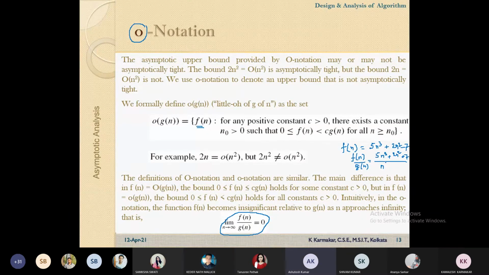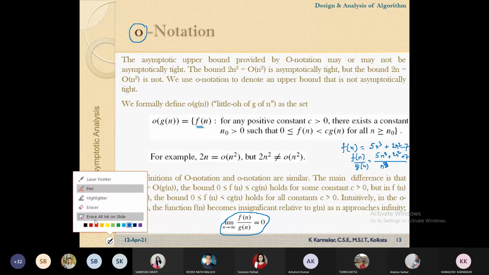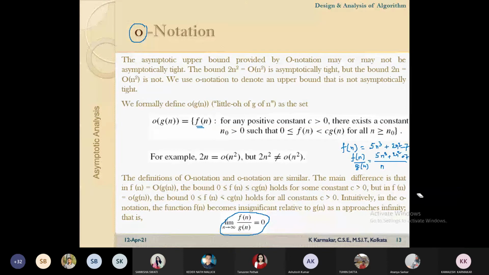It will be n to the power n cube. Okay, let us try. If I put this value n cube, okay, just I will use eraser. It's very clumsy here. Okay, let us try. Pen. Okay. If I say n cube, put this value.